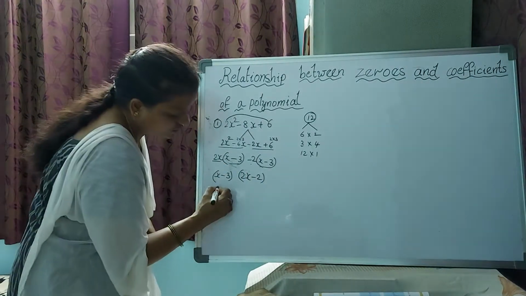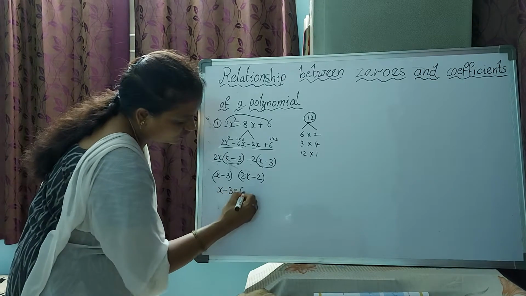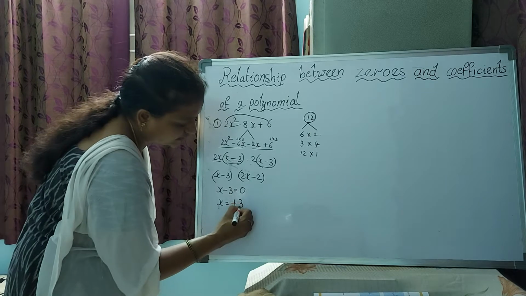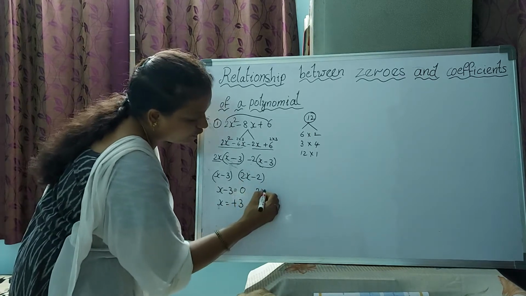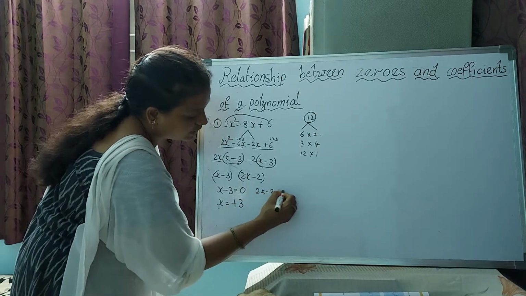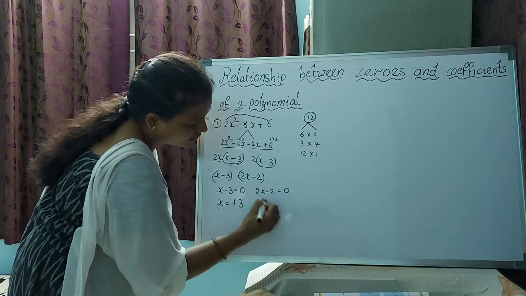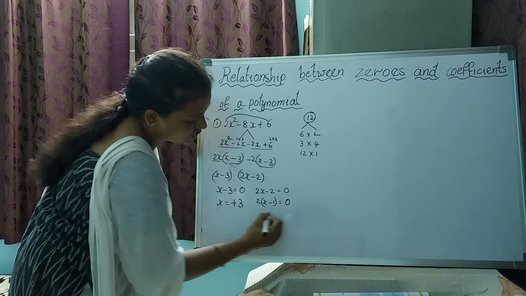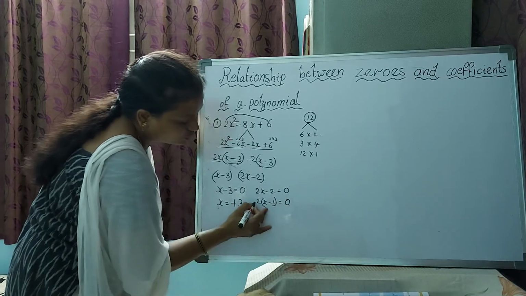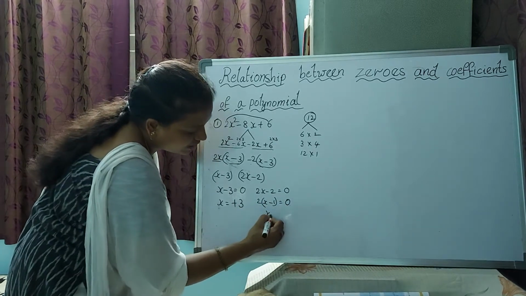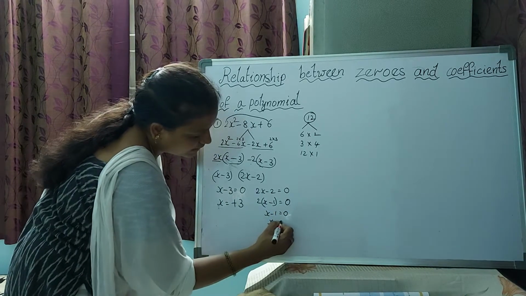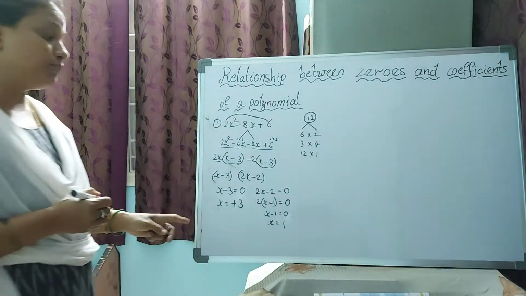Now equate to zero. How to find the zeros? x minus 3 is equal to 0, so x is equal to 3, if we transpose, it becomes plus 3. Here, 2x minus 2 is equal to 0. Take 2 as common: x minus 1 is equal to 0. If you take this 2 to the right hand side, it becomes 0. x minus 1 is equal to 0, so x is equal to plus 1.